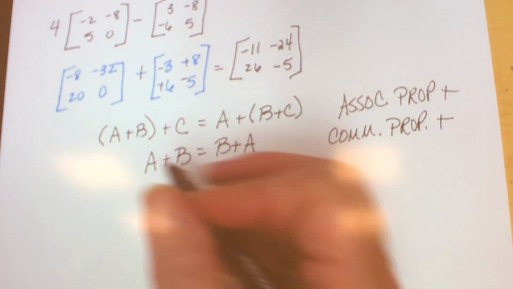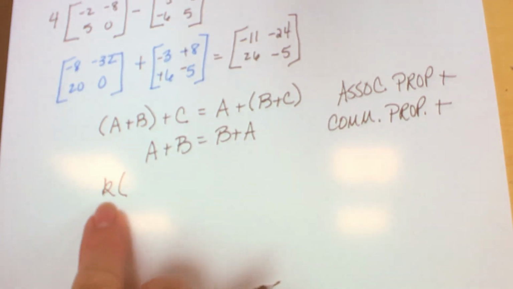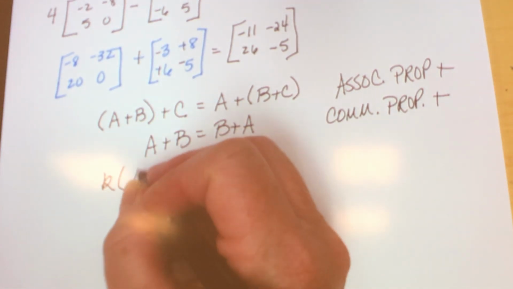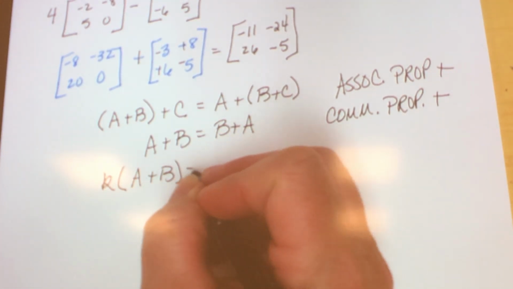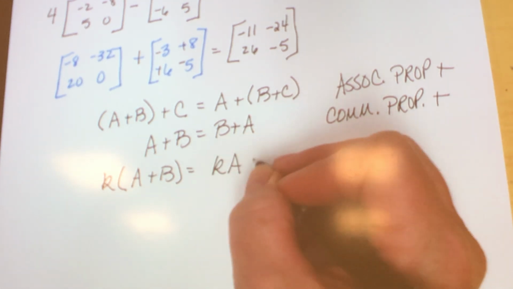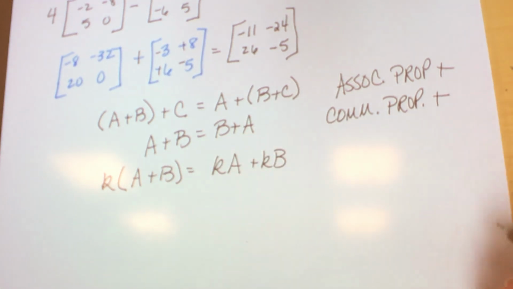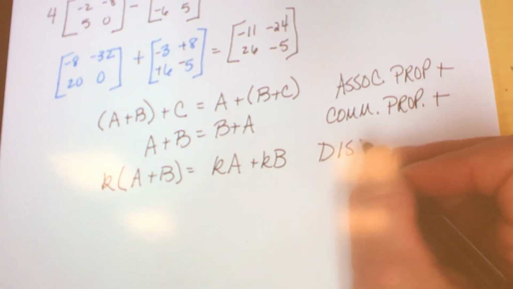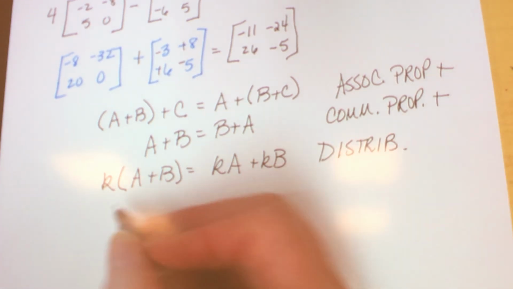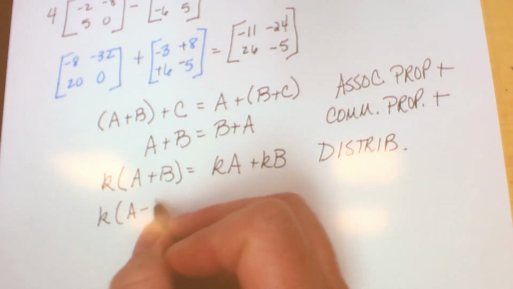All right, here's the next one. See if you know this one. This is a number times matrix A plus B is the same as the number times A plus the number times B. Yeah, that's the distributive property. And it works for subtraction also.